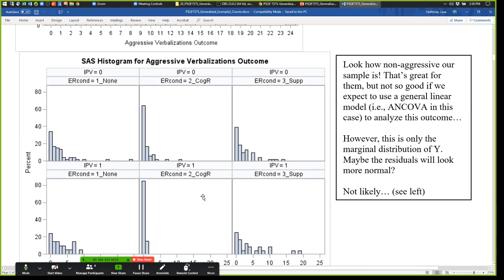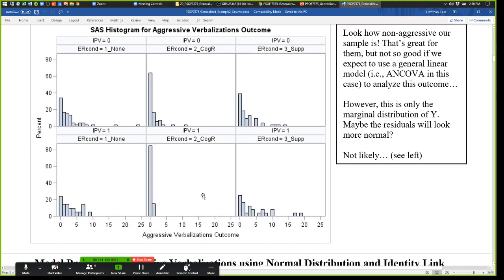If I subset into the six different groups, here's the distribution within each group. So I'm doing this to try to show what the residuals would look like after we control for group. What's going to happen is that the model is going to handle, predict, account for all of the zero inflation. We know why there's so many zeros. They're from the people who are told to cognitively reappraise their situation.